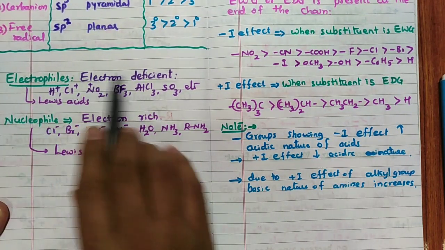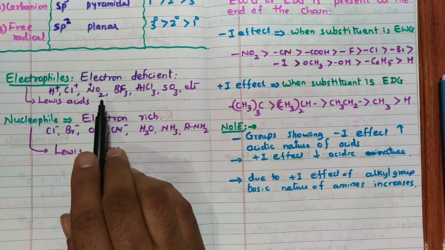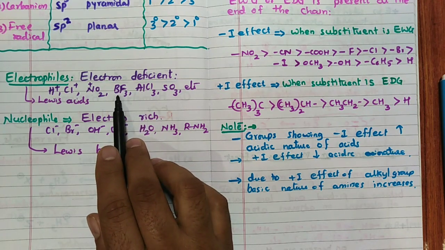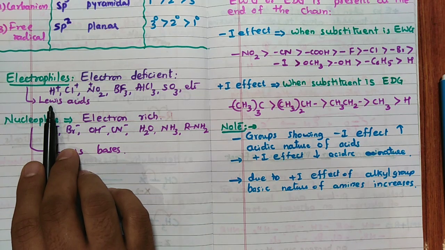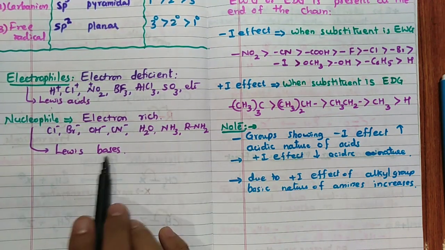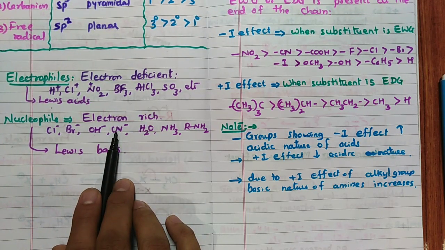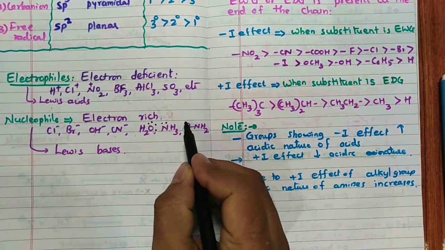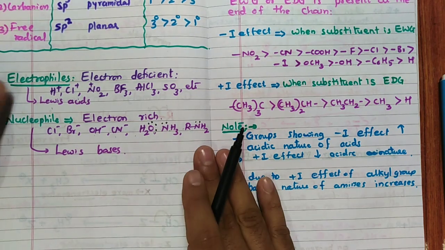Electrophiles are electron deficient: H plus, Cl plus, NO plus. It is not always the case that a plus charge should be there. Neutral species can also be electron deficient, like BF3, AlCl3, SO3, etc. These act as Lewis acids, remember, because electron deficient species always act as Lewis acids. Electron rich nucleophiles act as Lewis bases. Examples: Cl minus, Br minus, OH minus, CN minus. Not only that, there are neutral molecules which have a lone pair of electrons on themselves. Hence remember, these are all electron rich species, nucleophiles.